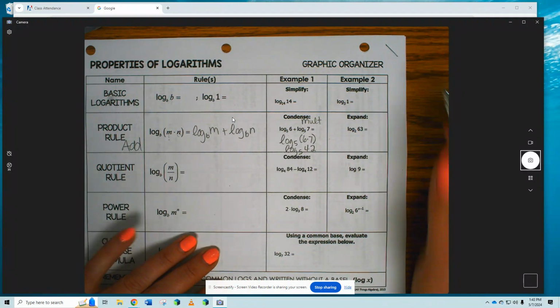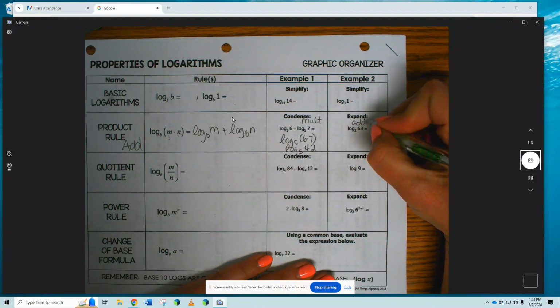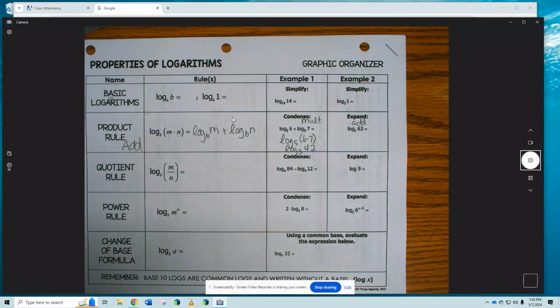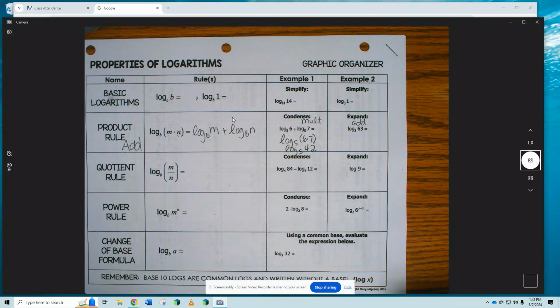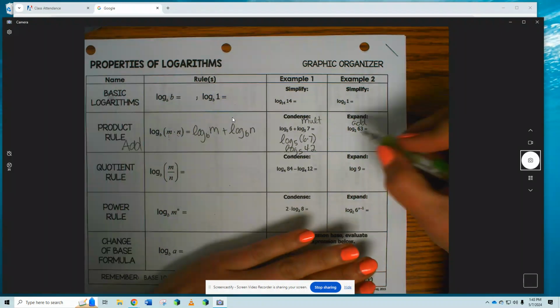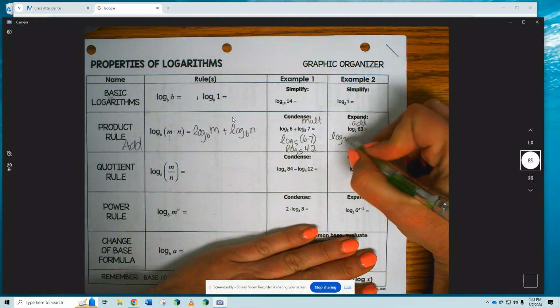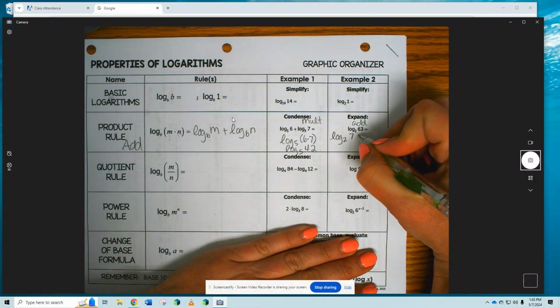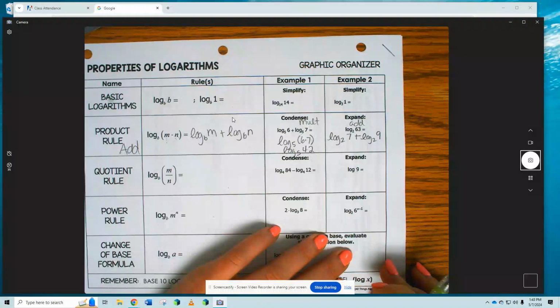All right. Expanding means make this into an addition problem. What two numbers make 63? You guys, what makes 63? 7 times 9. So I'm going to make it into an addition problem. Separate it. Make it log base 2 of 7 plus log base 2 of 9. So I make it into an addition problem.